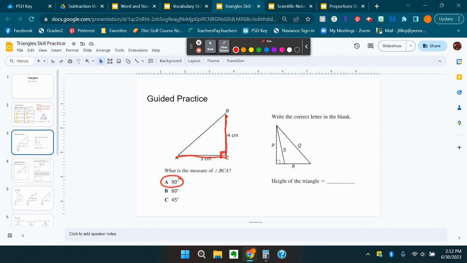This time, they're asking you to identify the height of the triangle. So if you remember, the base is always the bottom of the triangle, and the height has to make a 90-degree angle with the base. So line S does not make a 90-degree angle. Line Q does not make a 90-degree angle. The only one that does is line P. We can tell because it's labeled with that box in the corner. So that means line P is the height of our triangle.